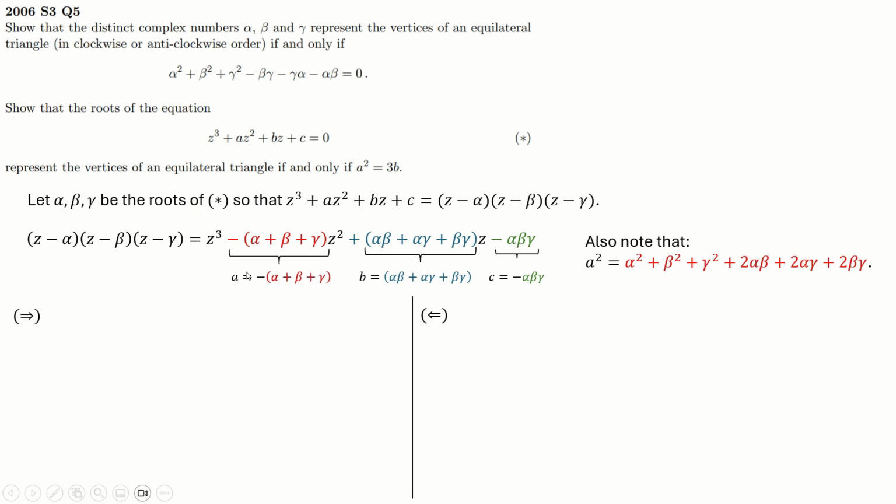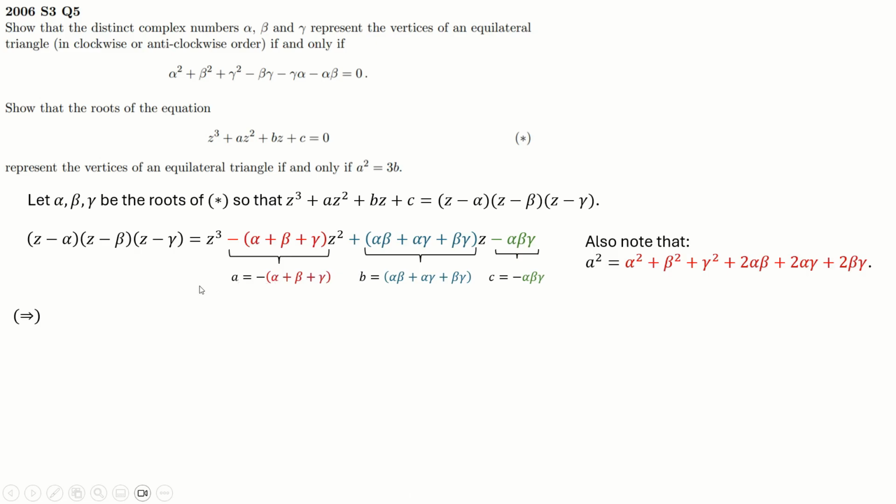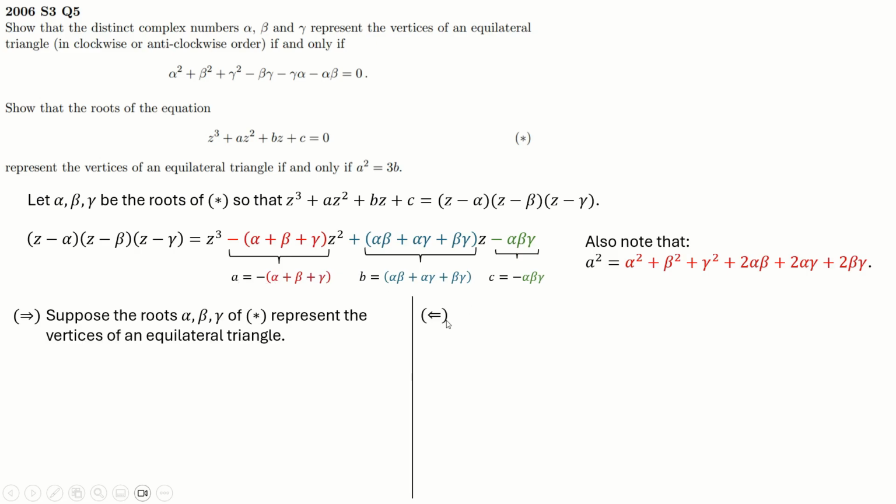Firstly we're showing an if and only if thing, right? So we'll split into this will be the if and this will be the only if. So if alpha, beta, gamma do represent the vertices of an equilateral triangle, well then they follow this rule up here by the previous result.